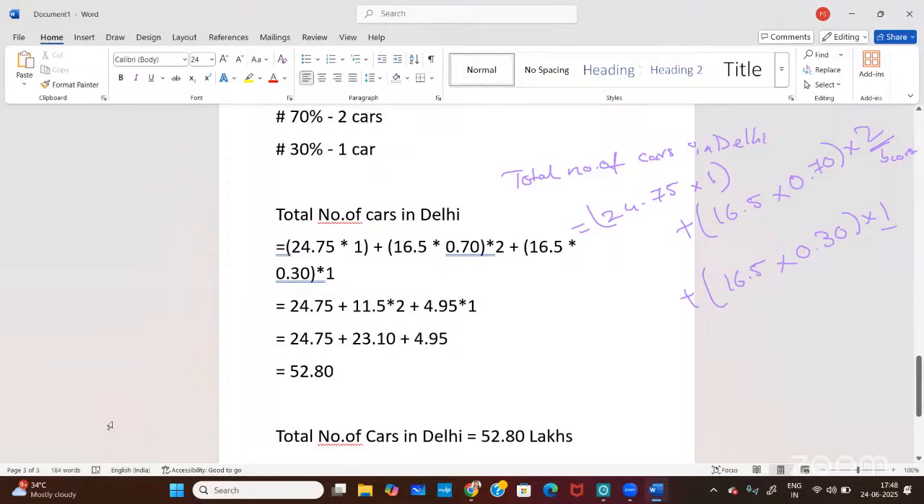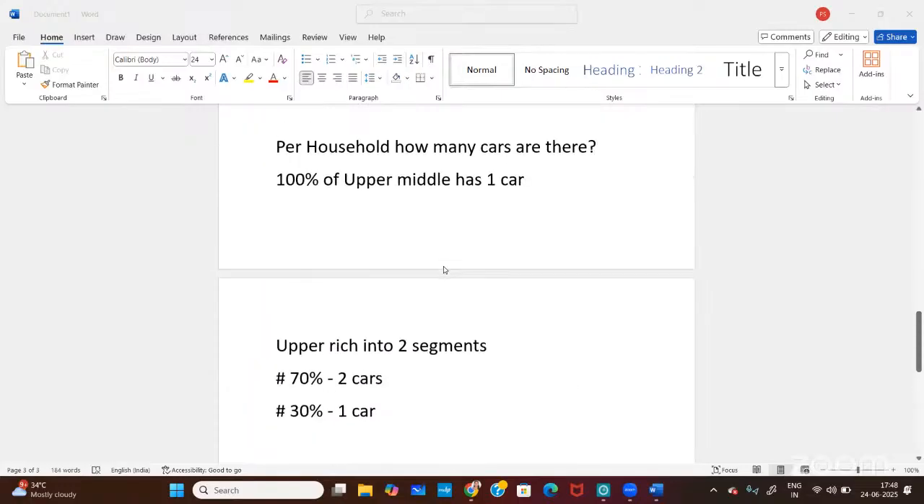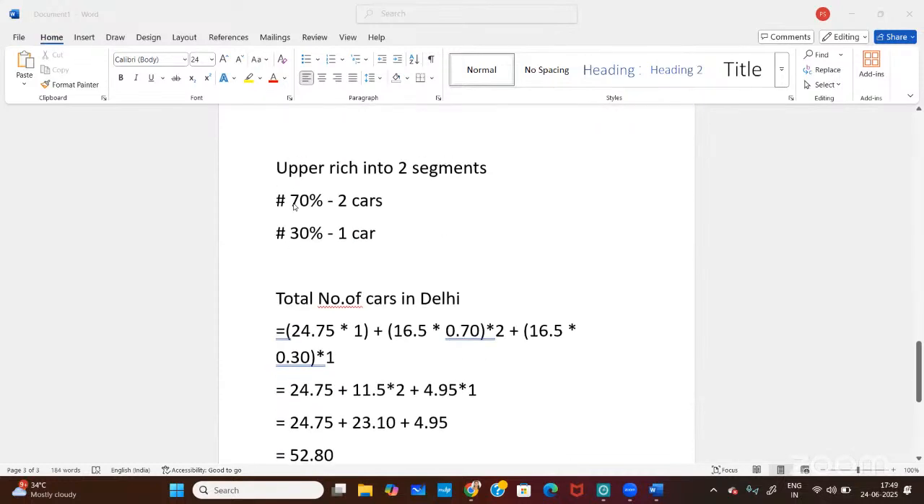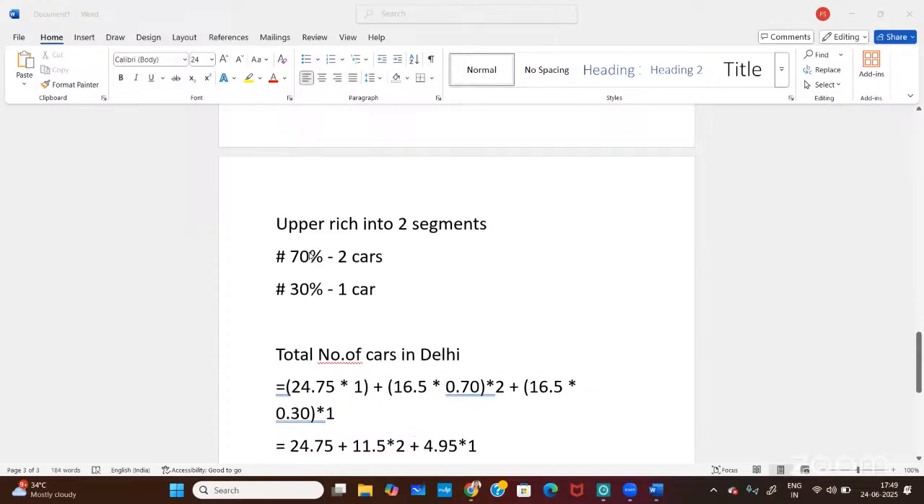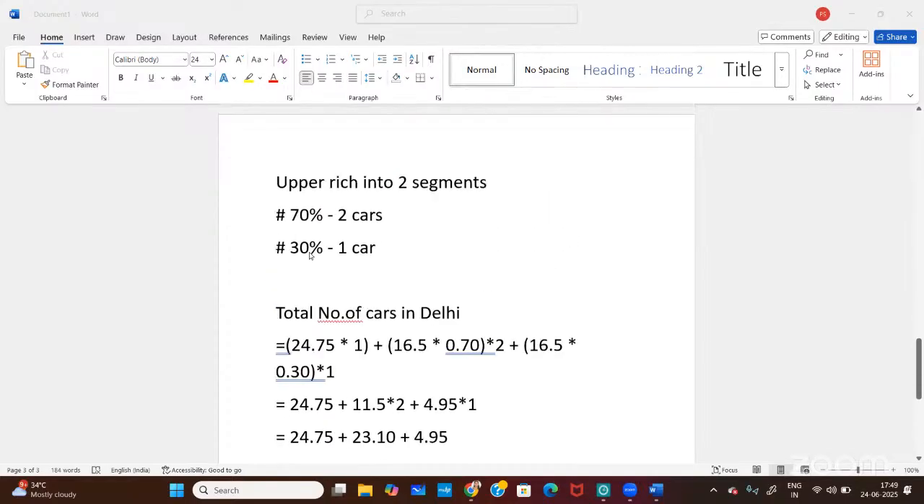So this is how you solve this problem using guess estimation. I hope you understand this particular sequence. Based on this sequence, you can also assume that maybe 60 percent of the cars would be two cars, or maybe 40 percent would be one car. This is totally based on your assumption. You can assume accordingly and find it. This is how you solve these kinds of problems.